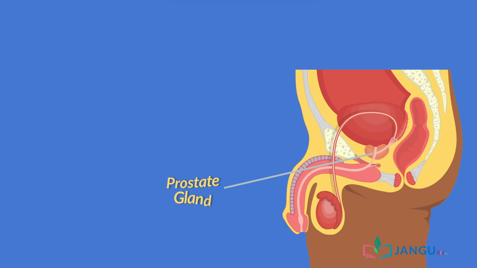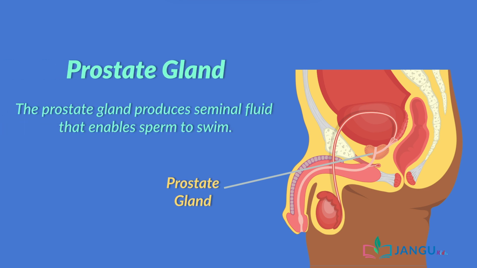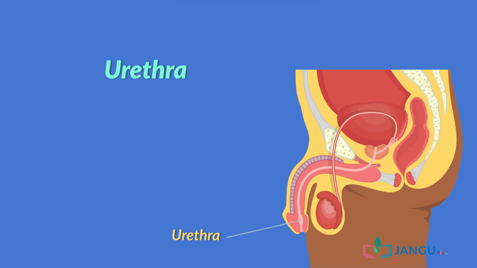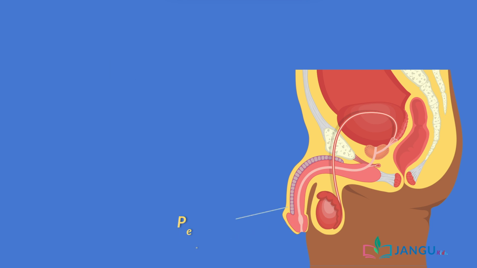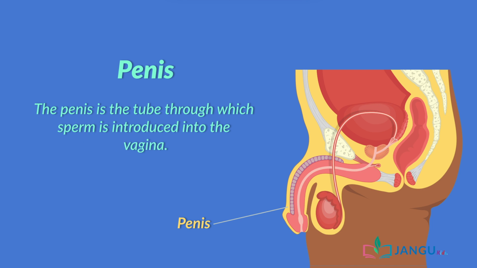The prostate gland. This produces seminal fluid that enables sperm to swim. Next is the urethra. This is a passage for urine, sperm, and semen. And lastly, the penis. The penis is the tube through which sperm is introduced into the vagina.